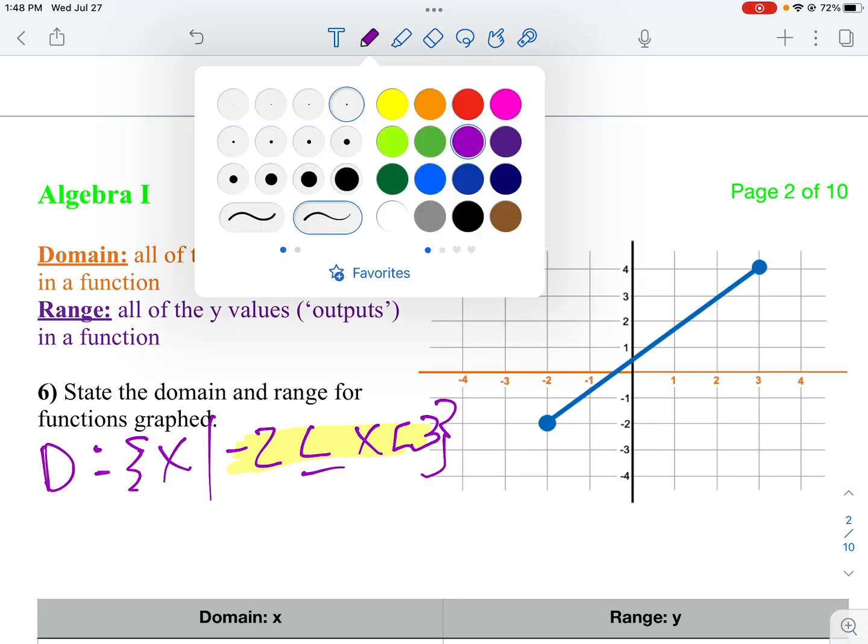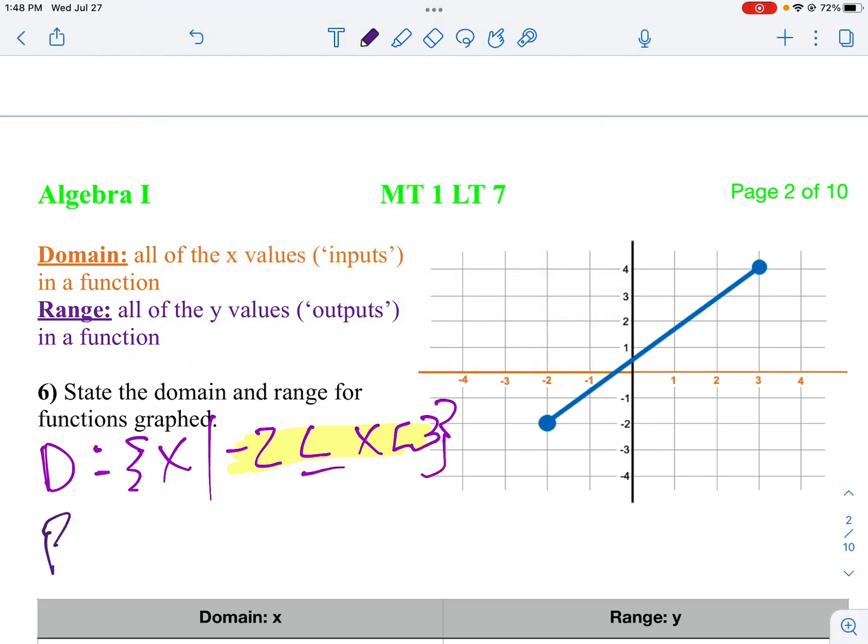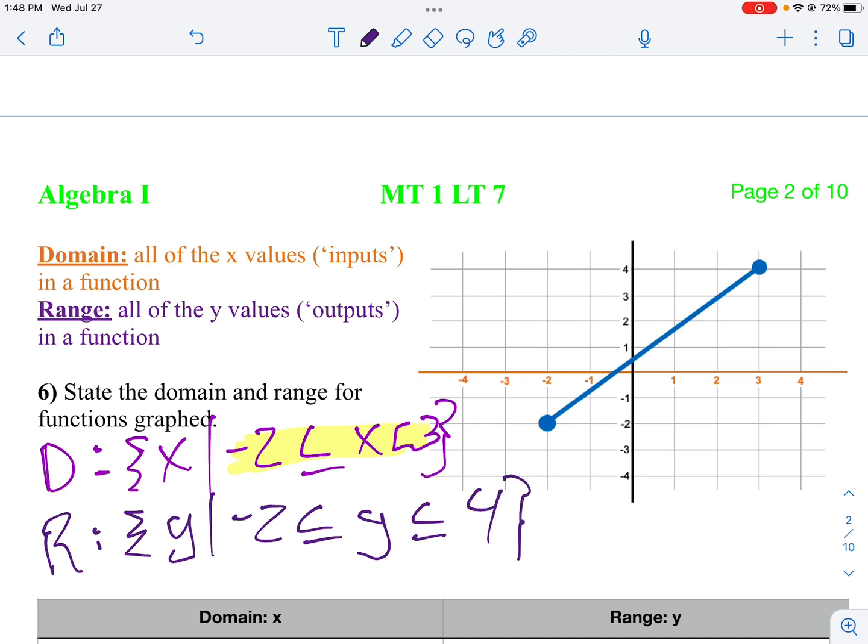So for my range, my y values, I'm going to say range is the set of y such that, now notice I'm starting at -2 for my y value. It goes all the way up to +4. So it's kind of the same thing. I'm going to say -2 is less than or equal to y, which is less than or equal to 4. I just noticed I didn't have my equal sign on the previous one, so go back and change that.